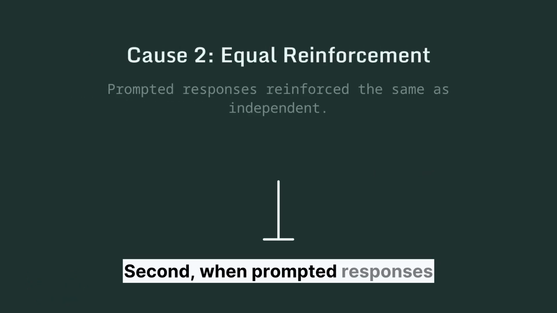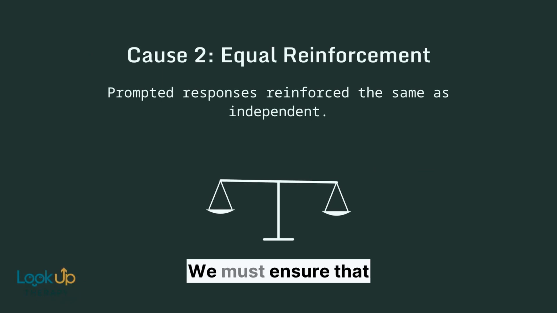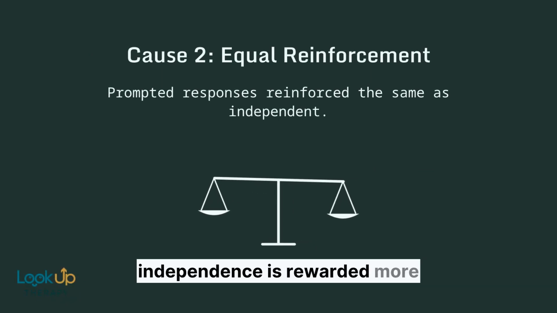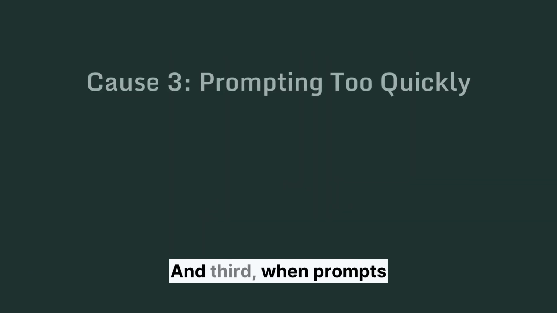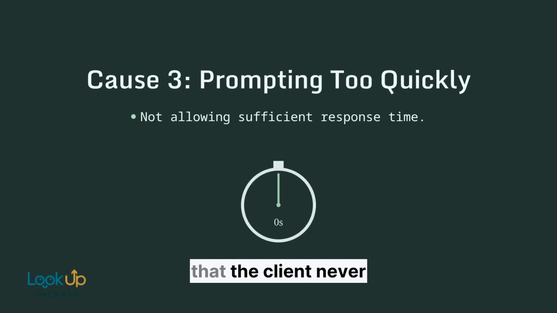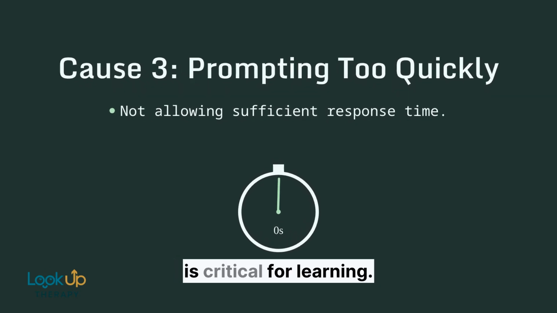Second, when prompted responses are reinforced equally to independent responses. We must ensure that independence is rewarded more enthusiastically than helped efforts to signal its value. And third, when prompts are delivered so quickly that the client never has a real opportunity to even attempt a response on their own. Patience in the interval is critical for learning.